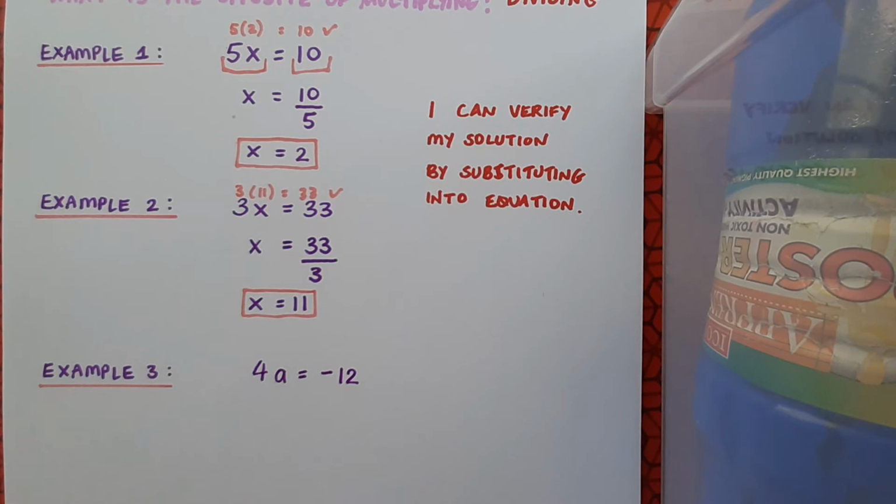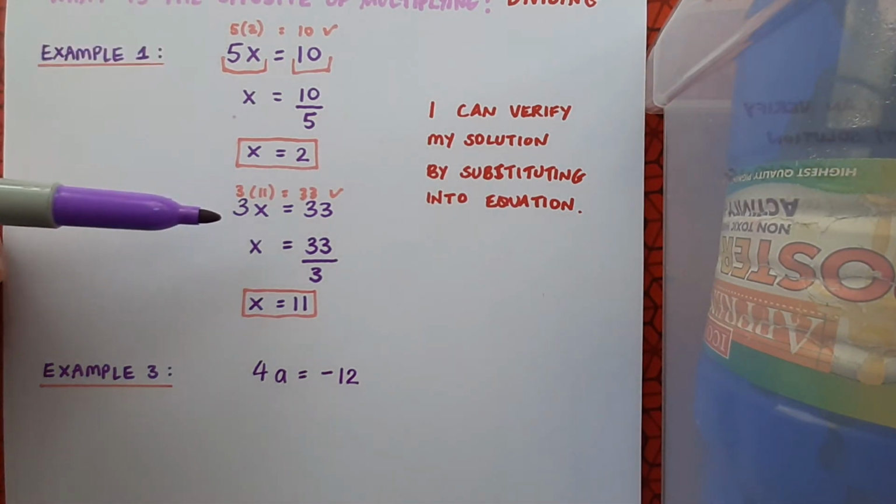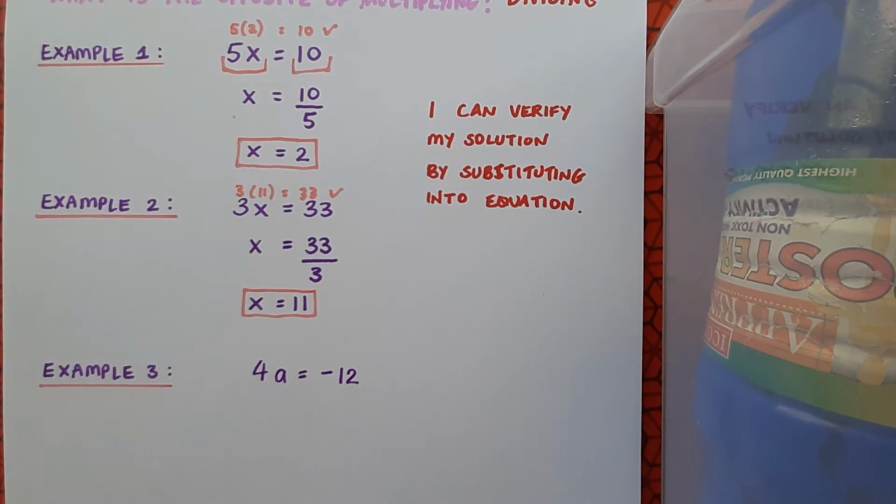Here's example 3, 4a equals minus 12. We've used x a few times in the previous two examples, but x isn't the only letter available to us. Sometimes we'll see different letters being used as variables instead. Here, a is my variable. I want to solve for a. That means getting a by itself on the left.